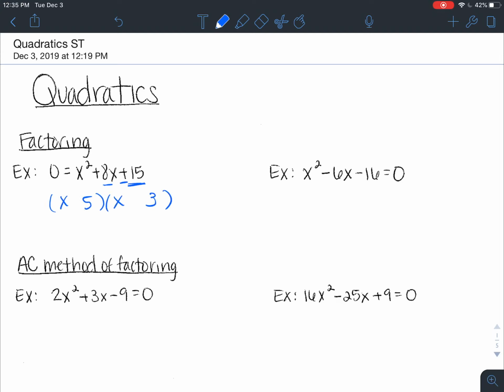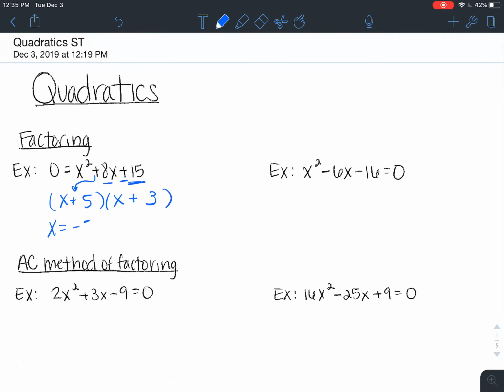Put an x first. The first sign comes straight down. The second sign is a plus, so that tells me the two signs inside my parentheses have to match. So that is also plus. So then when we solve it, we just flip the sign, because again, this equals 0, so we just flip the sign, and we get -5 and -3 for the solution.